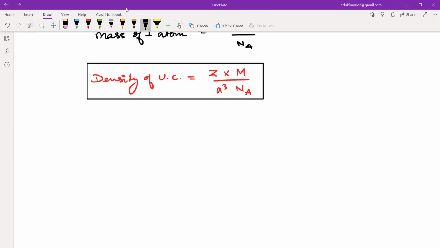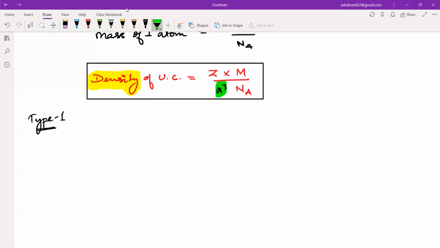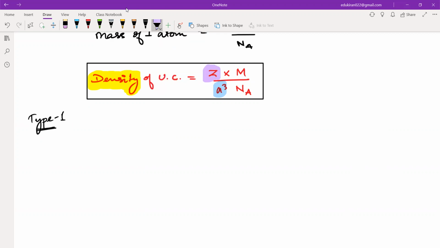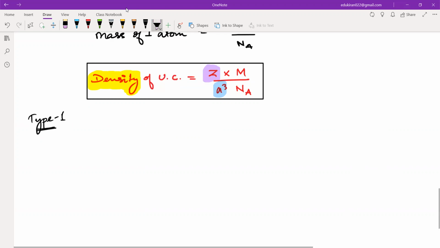So from this, the type 1 of question will be: you have here density, which is going to be a variable, right? Then the other variable will be the a cube that we don't know the value of. That can differ. Now, what else can be there? You can also be asked about the Z, and you can also be asked about the molar mass.